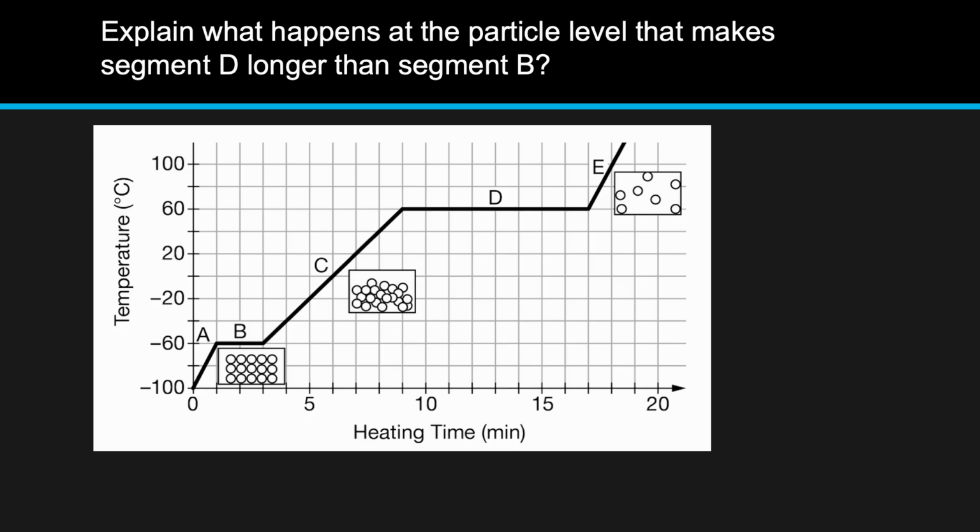All right, so here is a diagram given by College Board, and it's said to explain what happens at the particle level that makes segment D longer than segment B. So first, let's look at what it means by longer. We can see on the x-axis, it is heating time. So we notice that our heat of vaporization takes much longer to actually turn the liquid into a gas than it does for us to turn the solid into a liquid.